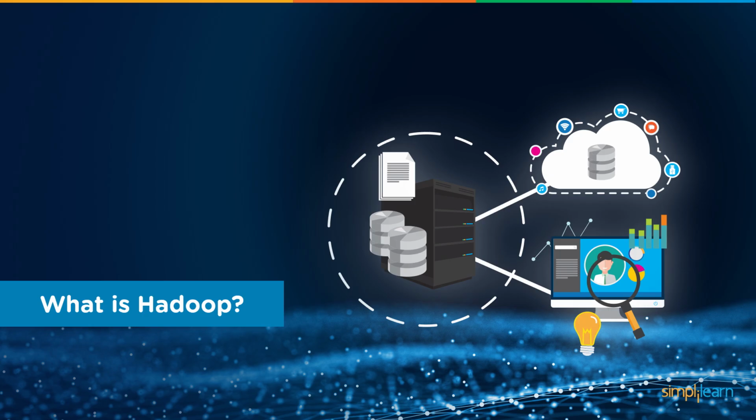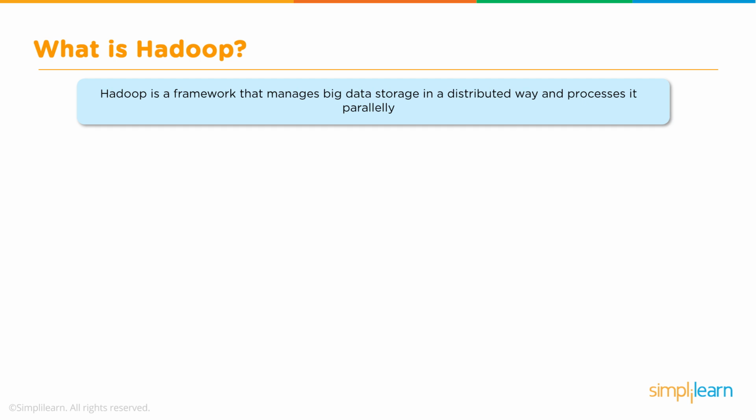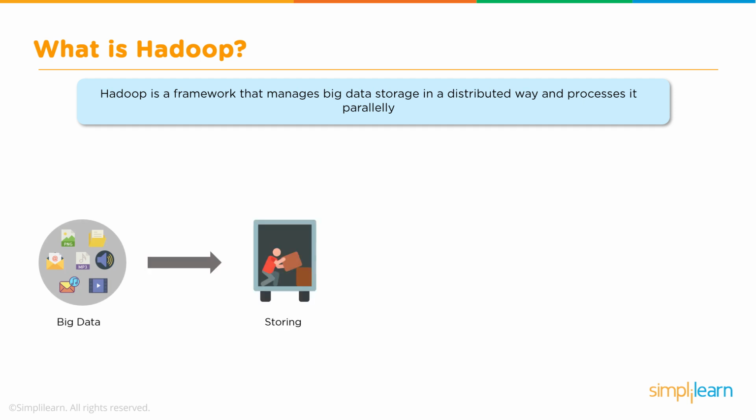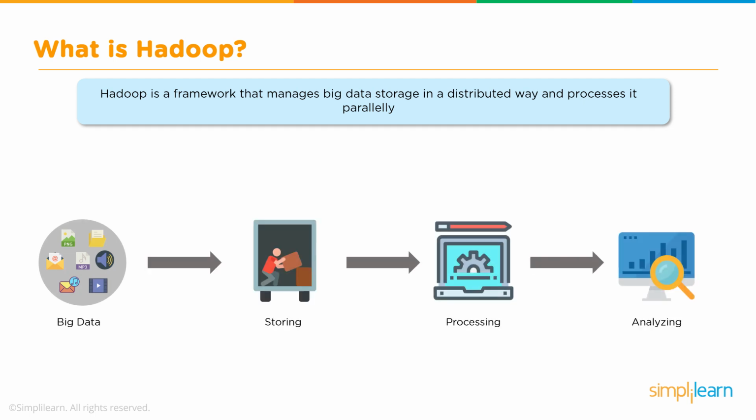So what exactly is Hadoop? Hadoop is a framework that manages big data storage in a distributed way and processes it in parallel. So we've been talking about this now for a little bit here, so this shouldn't be a big surprise. We have our big data, we need to store it, and we have our processing and our analyzing of it. So we need to do something with that data.